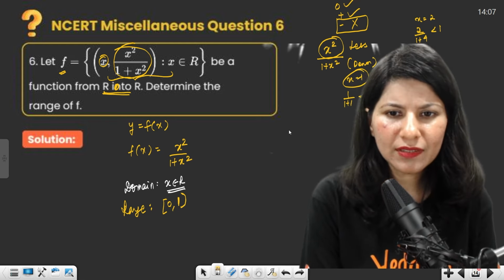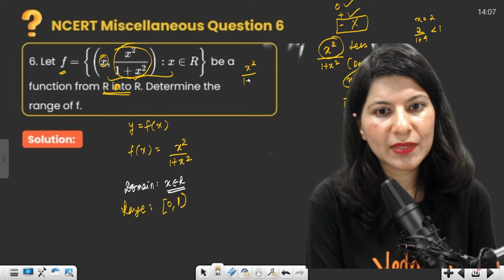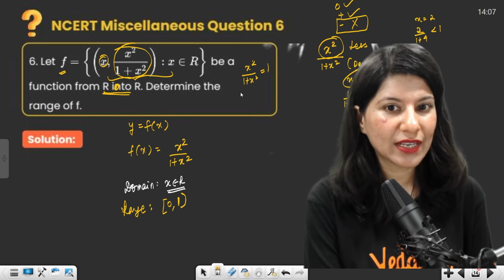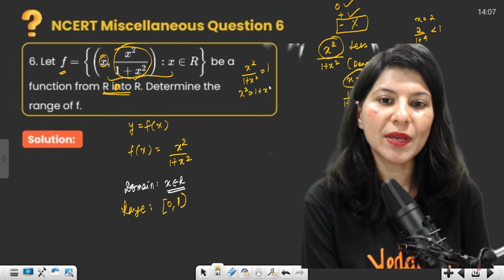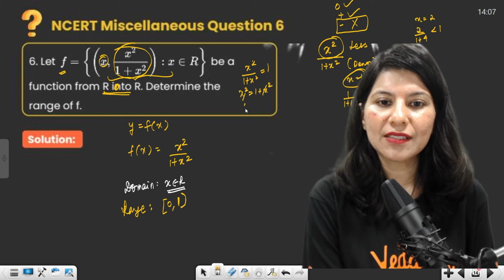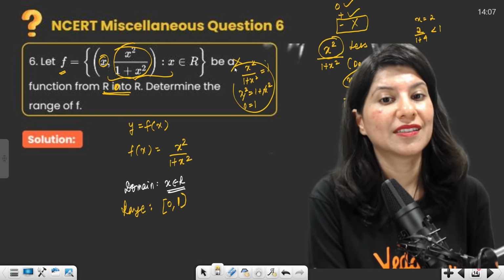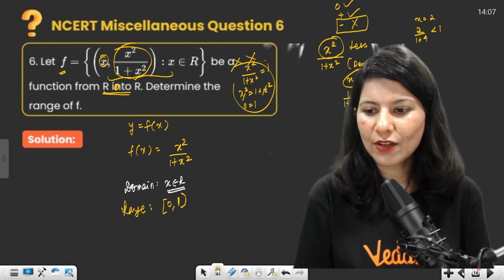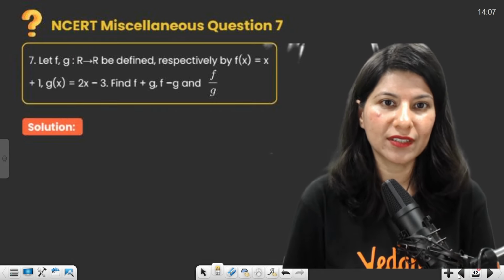Make it equal to 1. See, x square upon 1 plus x square, can it be equal to 1? Let's check. x square equals 1 plus x square, and then x square cancels. 0 is equal to 1. Not possible. Right? So this is how this expression can be decoded.